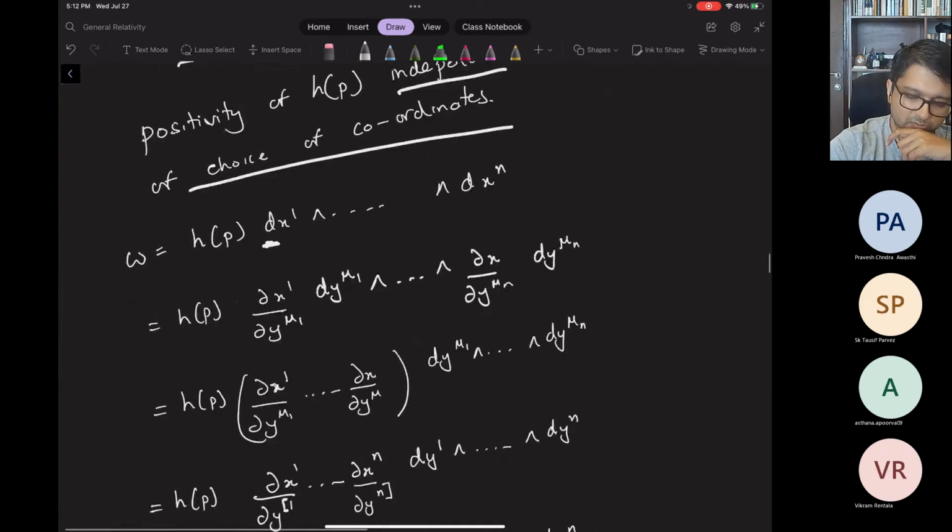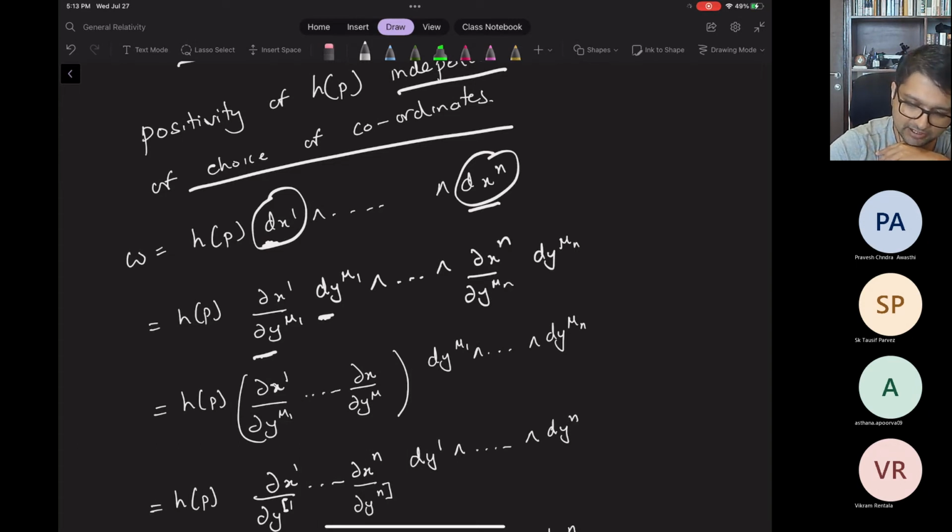So we have dx1 wedge dot dot dot wedge dxn, and now we can make a coordinate transformation of this x1 through xn, and re-express them using partial derivatives: partial x1 over partial y mu1, dy mu1, wedge dot dot dot wedge partial xn over partial y mu n, dy mu n. So this is a summation. Mu1 is a dummy index which I'm summing over, and mu n is also a dummy index which I'm summing over. Now these partial derivatives are prefactors. Here x1 is fixed, here xn is fixed, the n index is fixed.